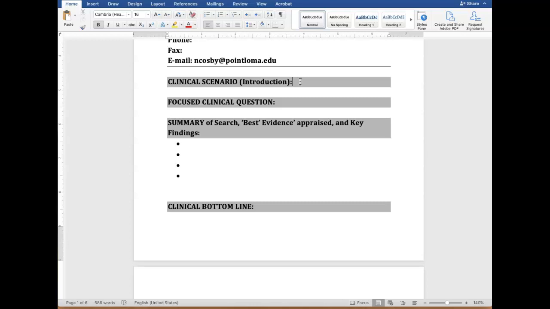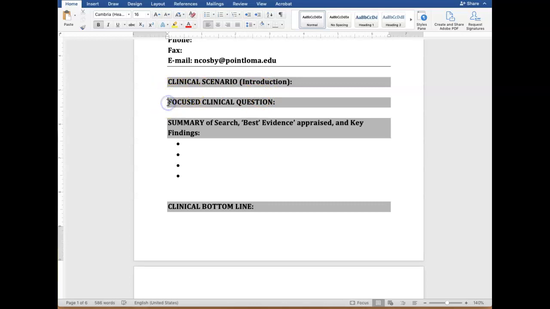So you're looking at 2 to 3 short paragraphs introducing the need for the actual topic that you chose. Again, we'll go through some examples so you can see just how short and brief the clinical scenario or introduction is. So again, please do not write in the gray section. Please type in the white section beneath it.